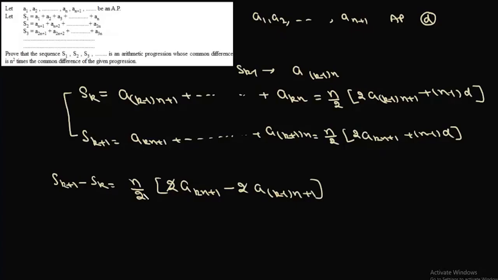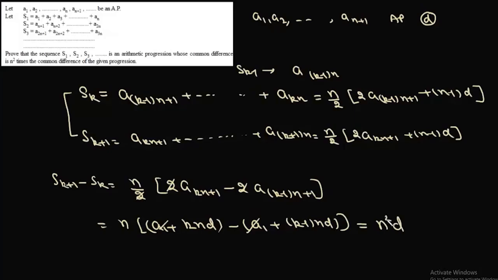Now this 2 and 2 will also cancel. So this is n times, and now this is the (kn+1)th term, so it will be a1 plus kn into d, minus a1 plus (k minus 1)n into d. Now this a1 and a1 will cancel, and the kn d terms will also cancel. So this value will be equal to n square d, which is independent of k. Now since it is independent of k, it means this sequence is an AP, and its common difference is equal to n square into d, where d is the common difference of the given progression, which is what we need to prove in this question.